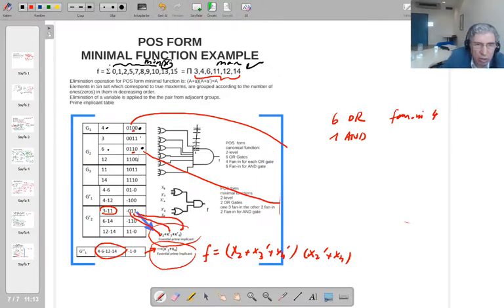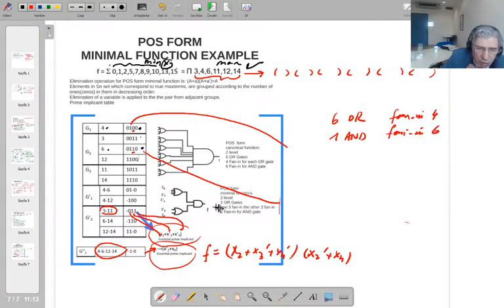If you write the second canonical expansion for this function, you're going to have 6 sum terms in a product. So this is what I am saying, 6 OR gates. The fan-in of each OR gate is going to be 4, the number of variables. And you got one AND gate, the multiplication of 6, and the fan-in of this AND gate is 6.